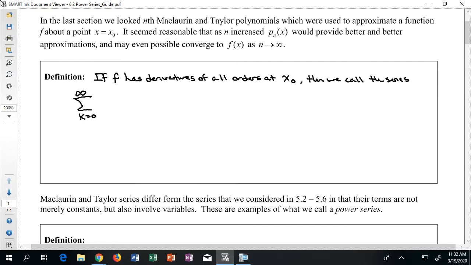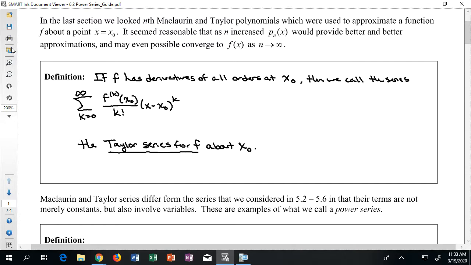Notice here, I'm very intentionally putting an infinity on top. But on the inside of this series formula, you'll notice that it's going to be some very familiar terminology. This is the same Taylor polynomial setup that we had before. It's just now it doesn't ever stop. So we will call this the Taylor series for the function f about x0. So this is the idea in this section.